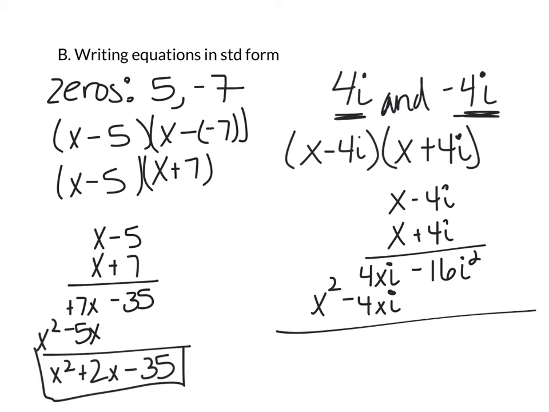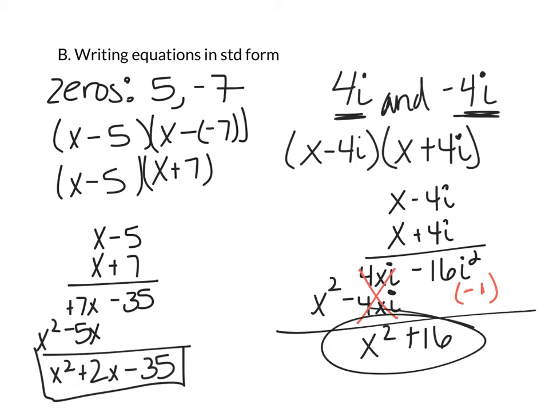We add up our like terms, and our 4xi and negative 4xi very nicely cancel for us. Our i squared is equal to a negative 1. So instead of it being negative 16i squared, that's really negative 16 times a negative 1, and that is a positive 16, and then we have the x squared left. If you set that equal to 0 and solve it, you'll find that you get the zeros that we started with.